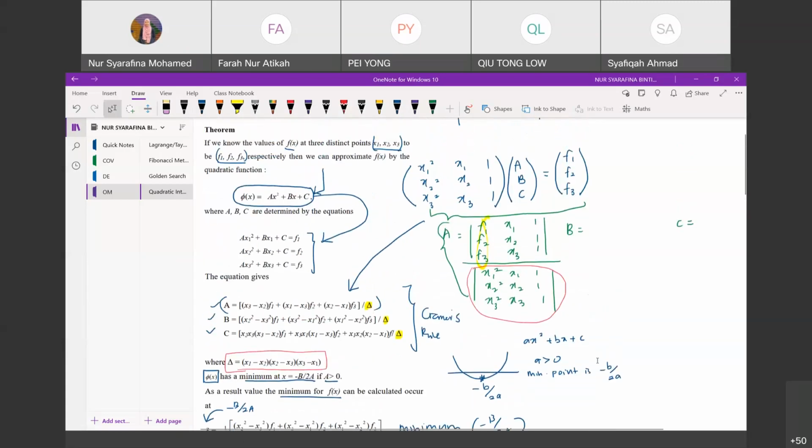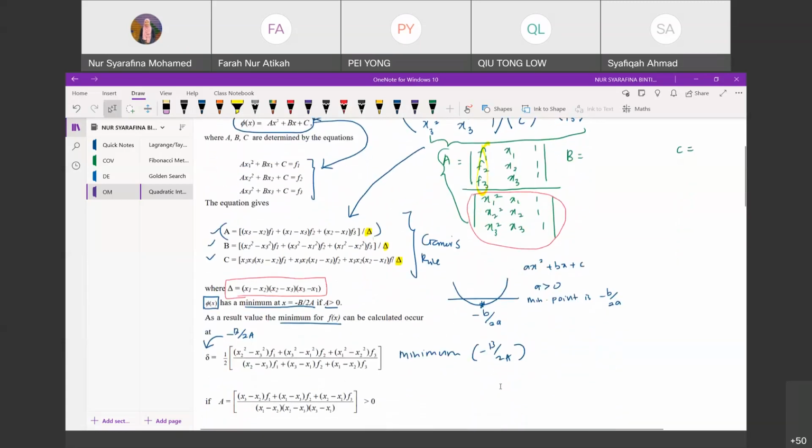So up to this point, is everyone clear? Any question? You can try to prove a, b, and c here by solving Cramer's rule for a, b, c and simplifying, and then you can get a, b, and c, and also the delta. Then by using minus b over 2a, we can find the minimum value of the quadratic function. Any question before we proceed?